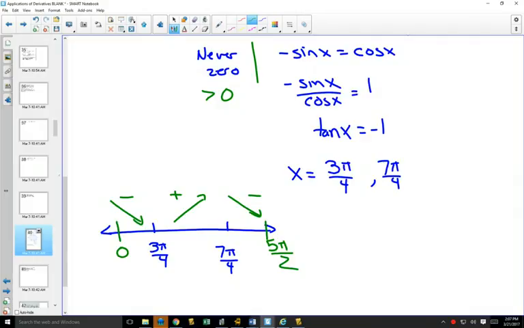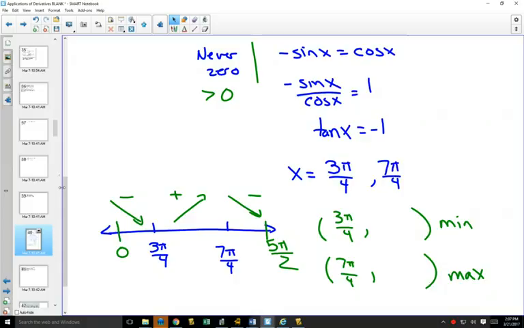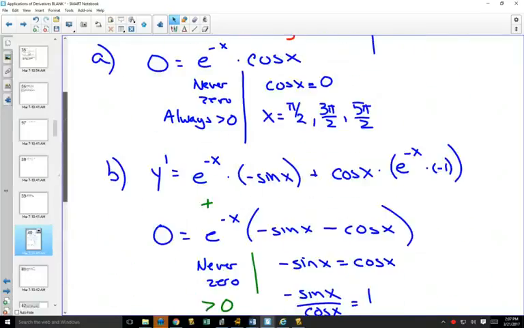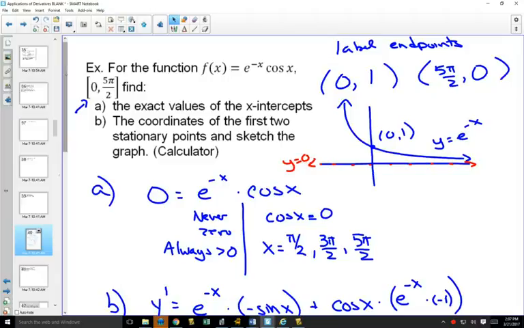So we now know, oops, that's a really big bracket, 3 pi over 4 comma something is our local minimum, and 7 pi over 4 comma something is going to be a local maximum. And to find out those values, we would plug that back into our original equation. So our original equation up here was e to the negative x times cos x.